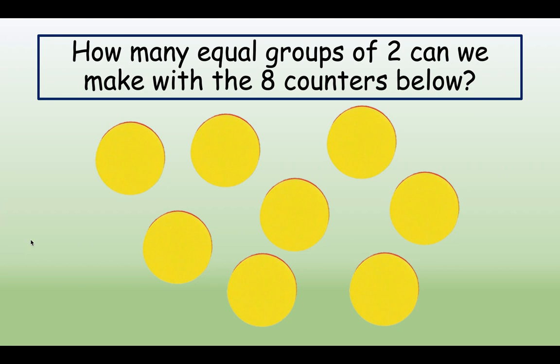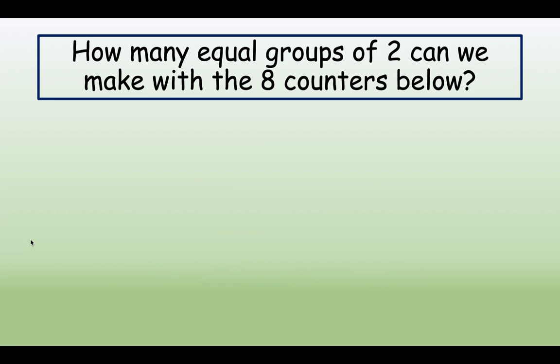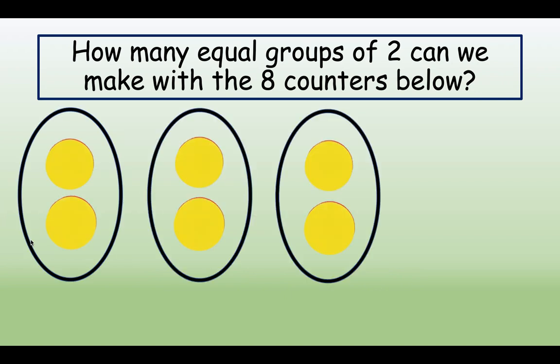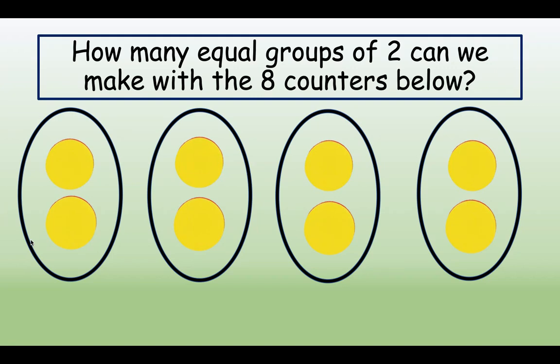So how many equal groups of 2 can we make with the 8 counters below? So let's try. Remember, I have 8 counters, but I only want 2 in each group. I have 1 group, 2, 3, 4. Okay, so I was able to create 4 equal groups of 2.